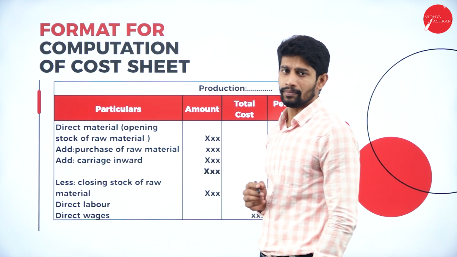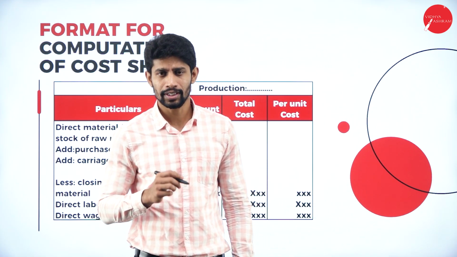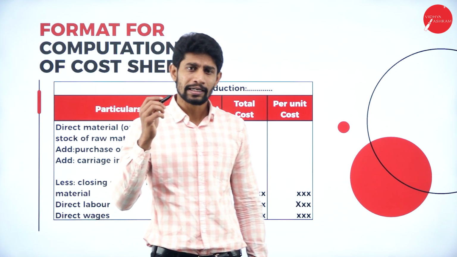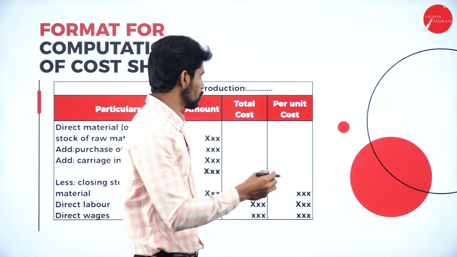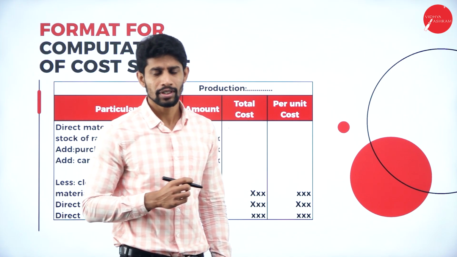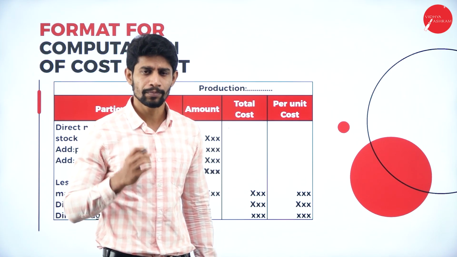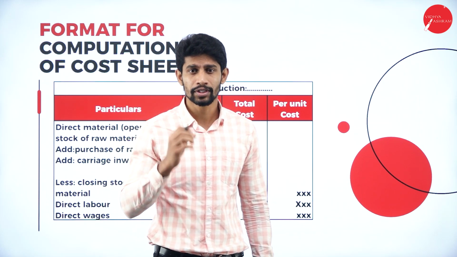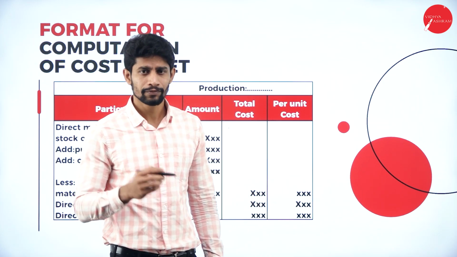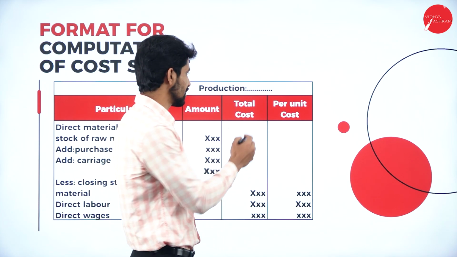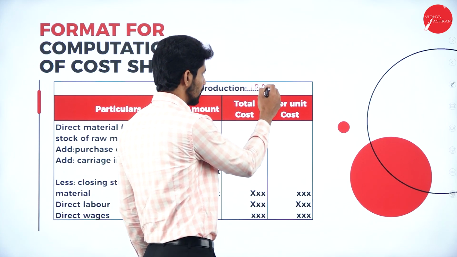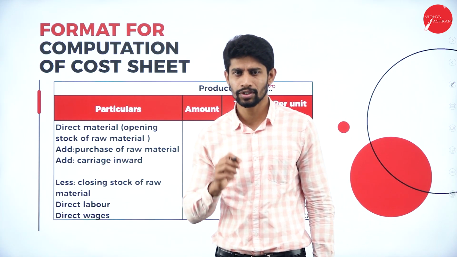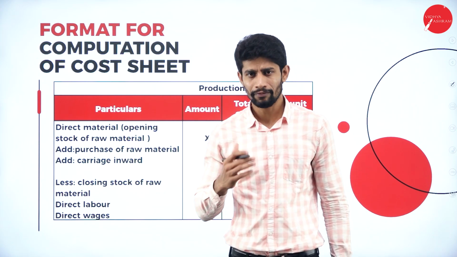Yes, in the problem, he will be giving you the production, that is the number of units produced and sold. So if you get this production in the problem, just write it here in the production column. Production is going to help you find out per unit cost. So for example, if the number of units produced is 10,000 units, write 10,000 units, finished.